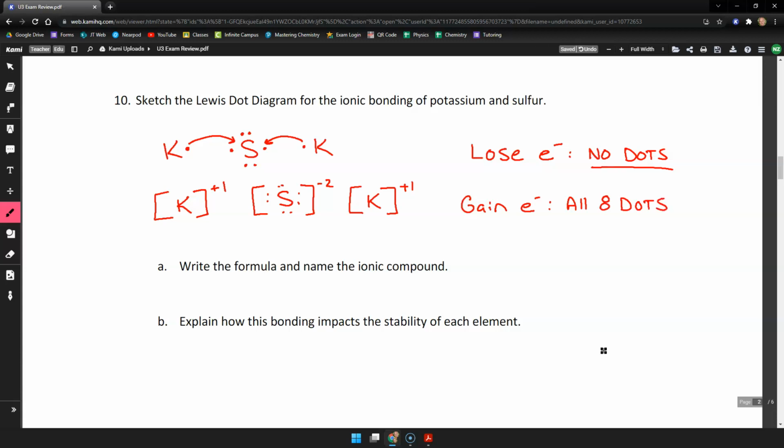Okay, write the formula and the name of the ionic compound. Remember, the cation goes first. So cation is potassium. There are 2 of them, so K2, and then S for sulfur. Our name is going to be potassium. And then it's sulfur. We change the ending, so it's going to be sulfide.